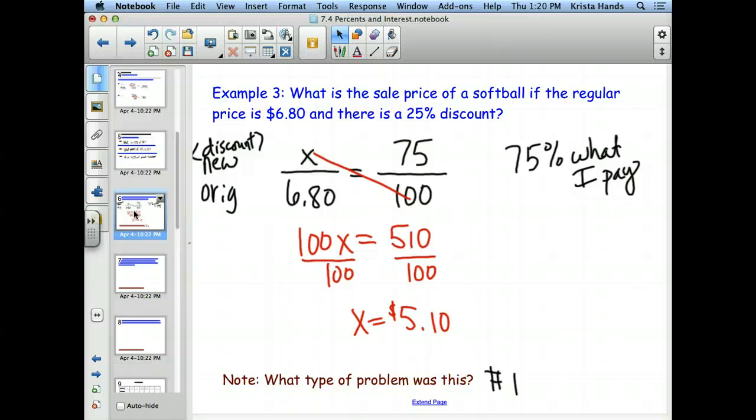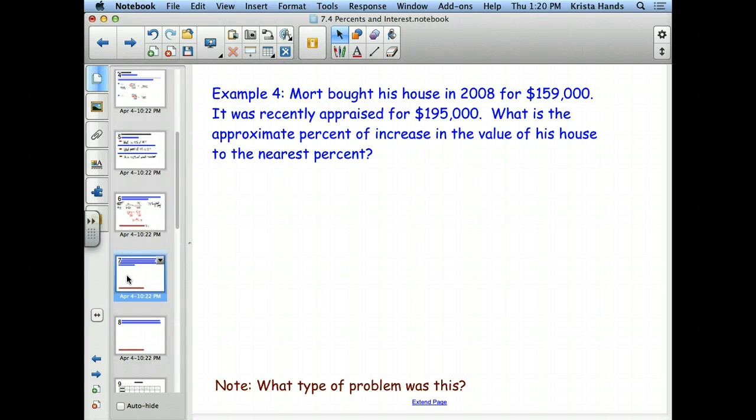You ready? Mort bought his house in 2008 for $159,000. It was recently appraised for $195,000. Yay, Mort. What is the approximate percent of increase in the value of his house to the nearest percent?